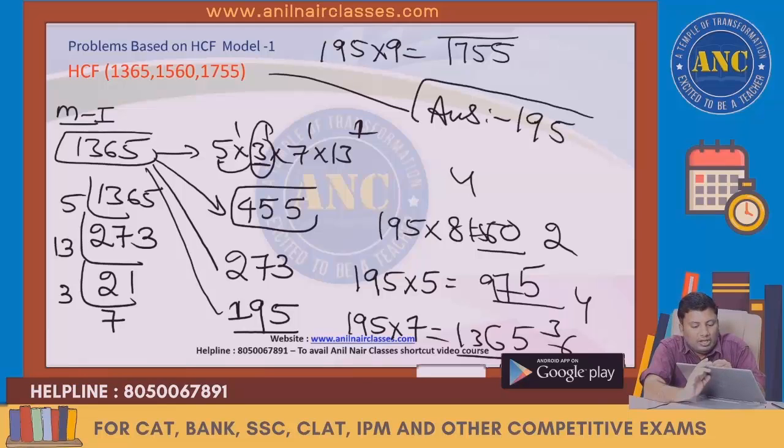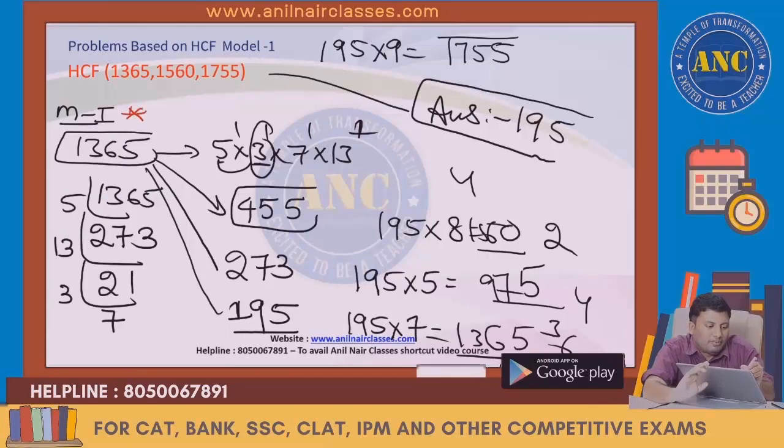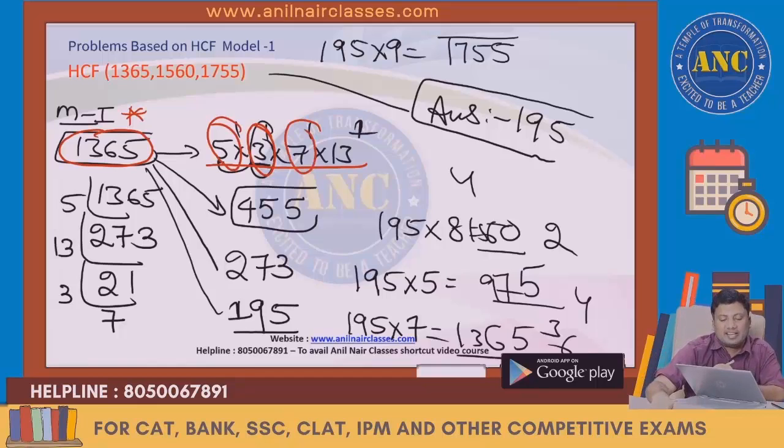Idea is to tell you, even by using factorization you can move from highest to lowest. Please make a note of it, sir. 1365 is 5 into 3 into 7 into 13. If you want the next number, take the number and divide by the smallest. For the next number, divide by the next smallest. I hope the idea is clear. So answer is 195.